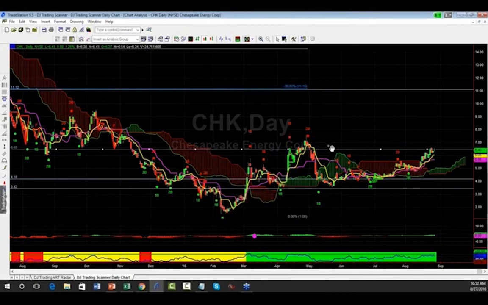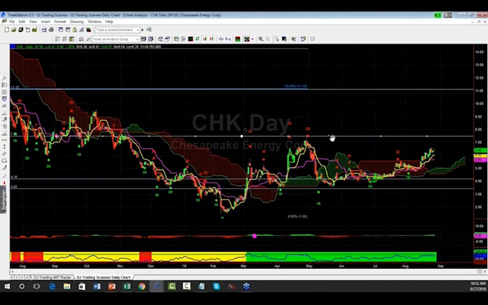One thing to watch is this previous high. Is that going to provide some resistance? I don't think so, because this is just like oil, right? This was 3, 4, and now this is 5, and the targets are pretty high. So nice one on Chesapeake Energy there.